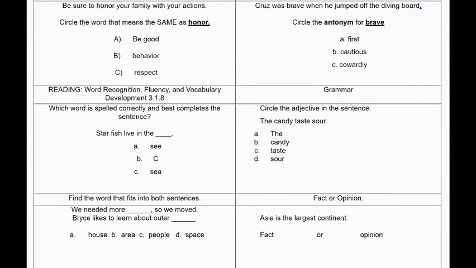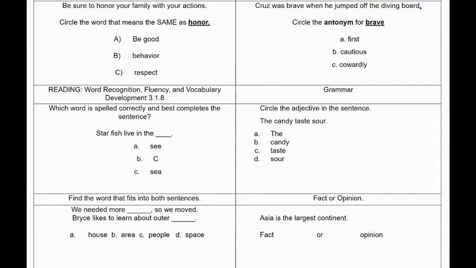For box number 3, we want to choose which word is spelled correctly to fit in the sentence above. And for box number 4, we need to circle the adjective in the sentence. Remember that an adjective is a word that describes a noun, so a word that describes a person, place, or thing. In box number 5, we have 2 sentences, and we can only choose one word that fits into both.